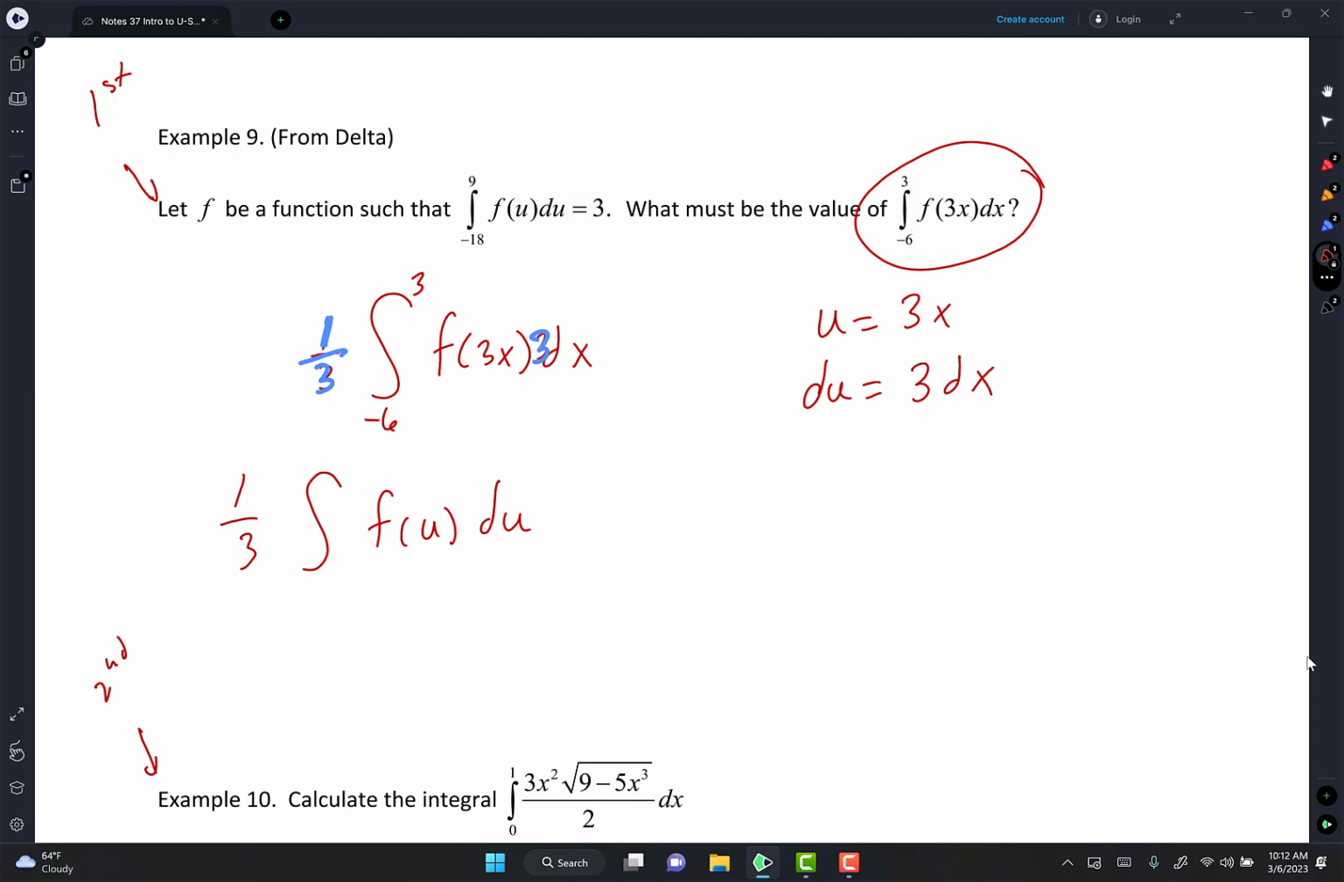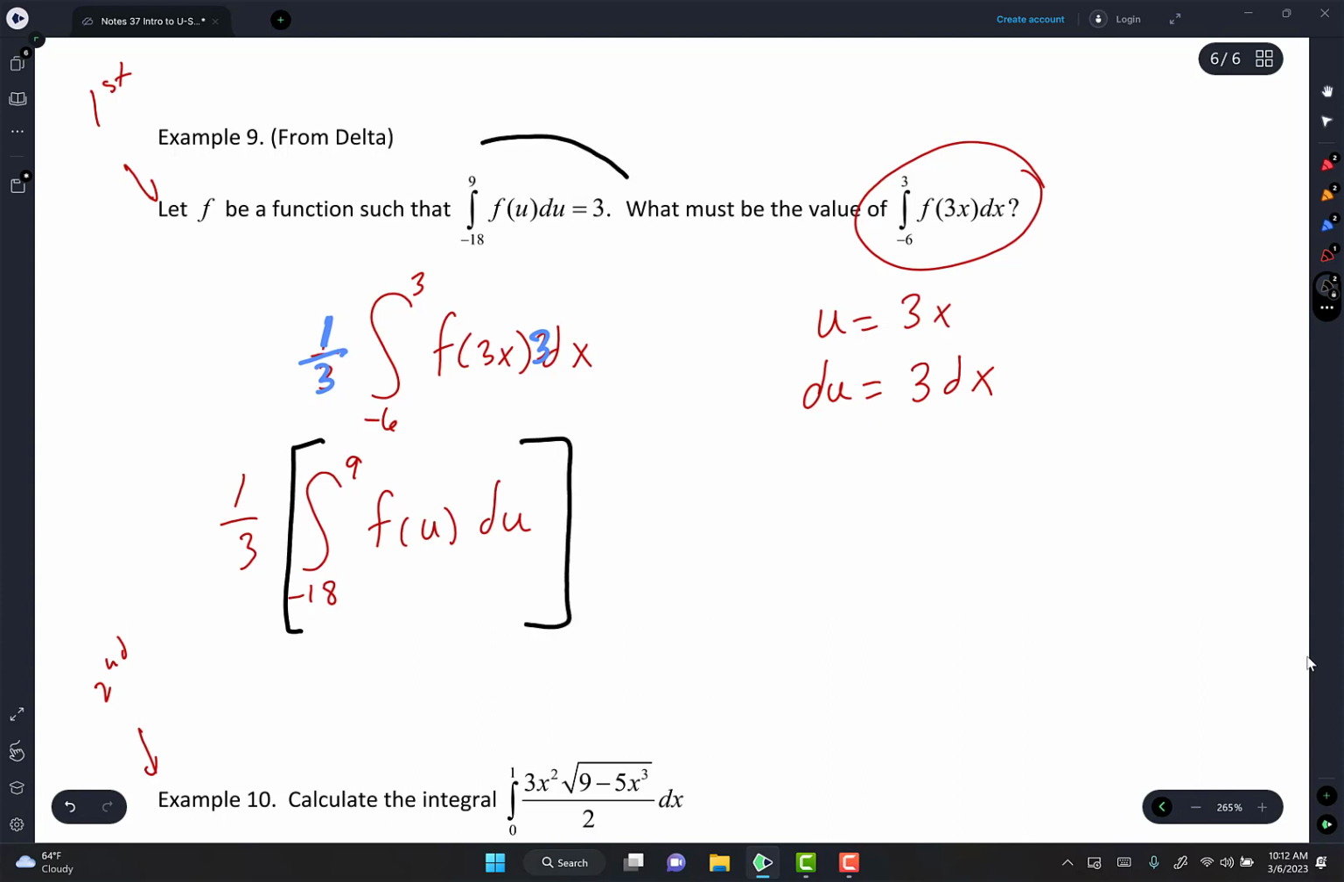So here we go. When x is -6, what is u? All right. When x is 3, what is u? 9. Well, look at this. This right here in black, that right there in black, this told me that it was what? 3. So I have 1/3 times 3, which is just what? 1. Do we see how we did it?